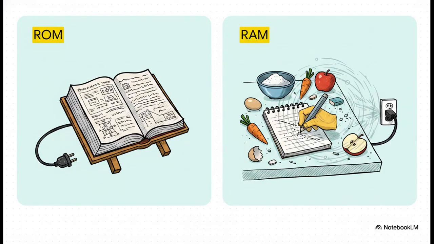Now, within this world of functionality, memory is a special case, but it's absolutely vital. ROM, or read-only memory, is like a printed cookbook. The recipes, your software code, are permanently baked in, even if the power goes out. RAM, or random access memory, is more like your kitchen countertop. It's your active workspace. You can read it, you can write on it, you can erase things, but as soon as you turn the power off, that counter gets wiped completely clean.